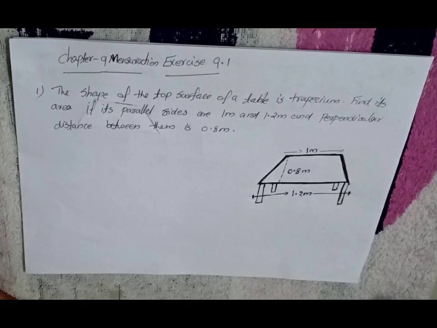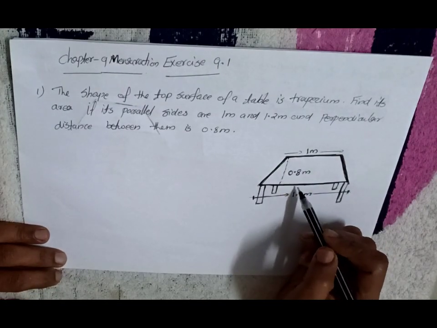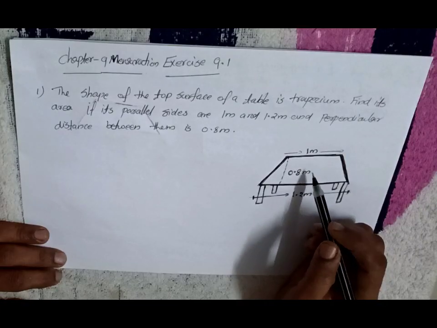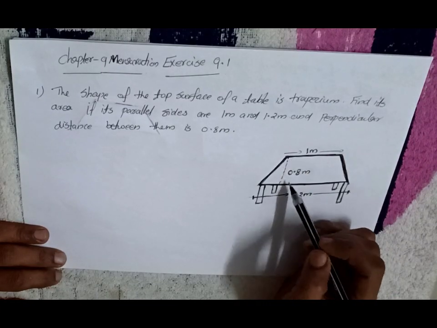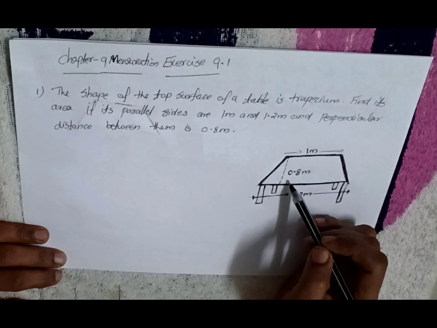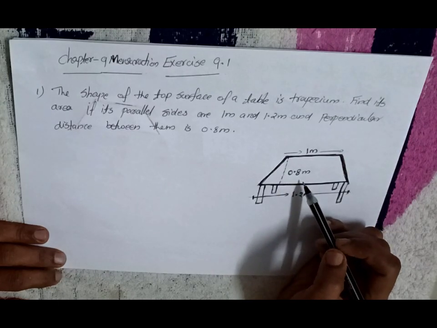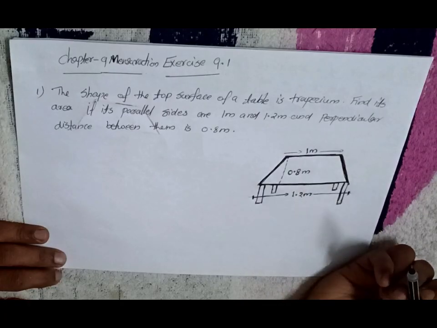First question, the shape of the top surface of a table is a trapezium. Find its area if its parallel sides are 1 meter and 1.2 meter and the perpendicular distance between them is 0.8 meter. That is, here given the surface of the table is a trapezium and its parallel sides are given, 1 meter and 1.2 meter, and the distance between these two parallel sides is 0.8 meter. Then find its area.